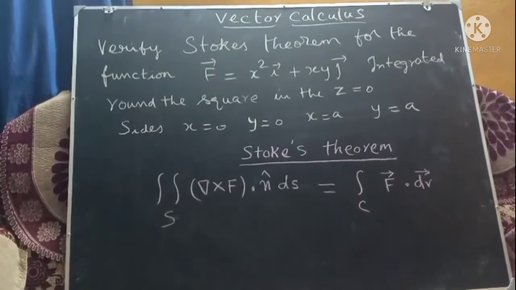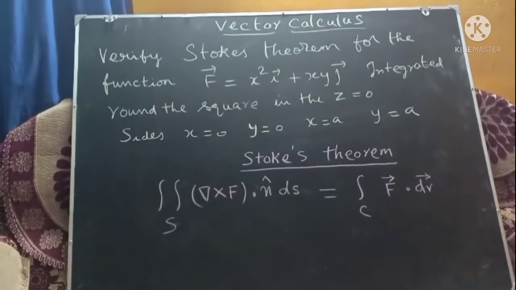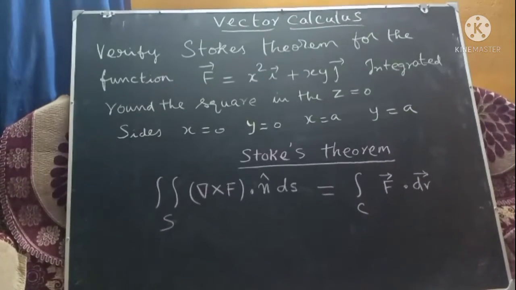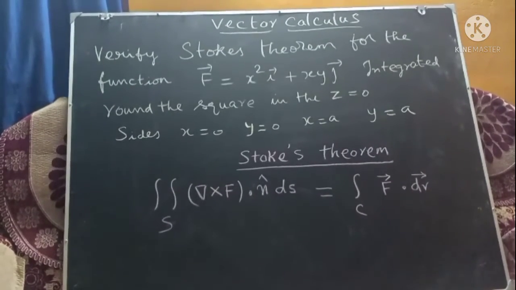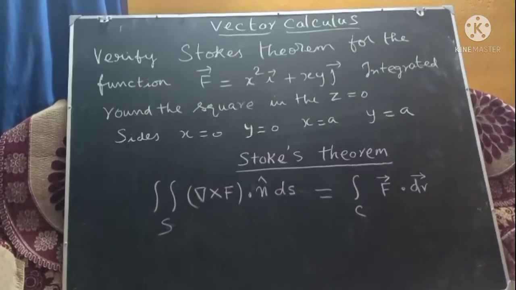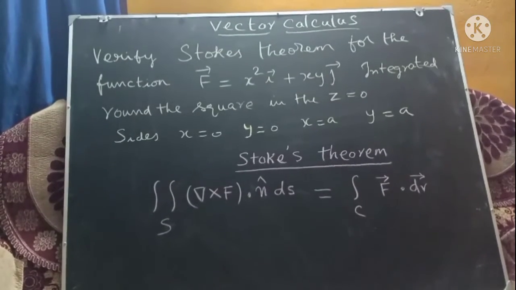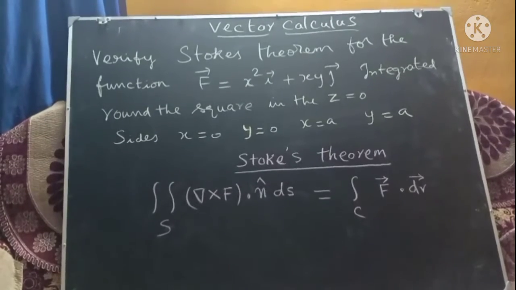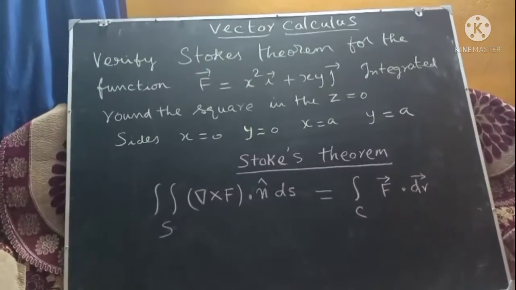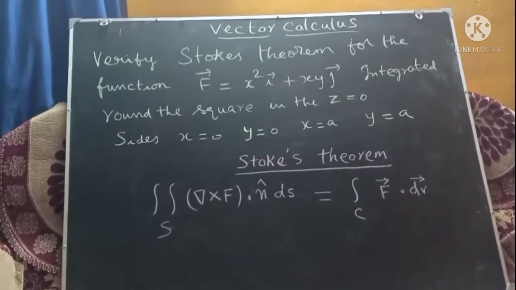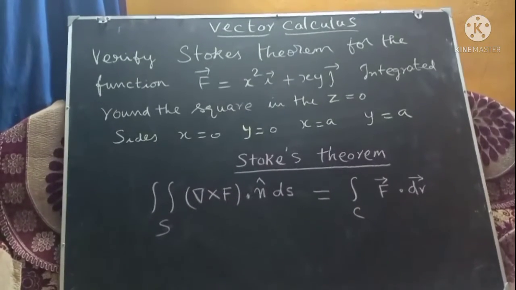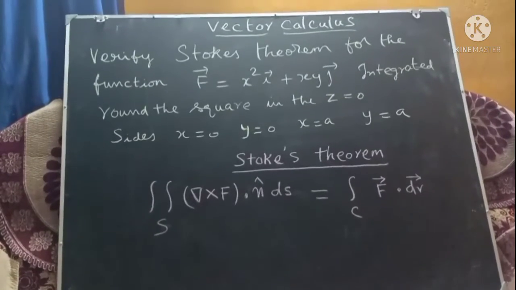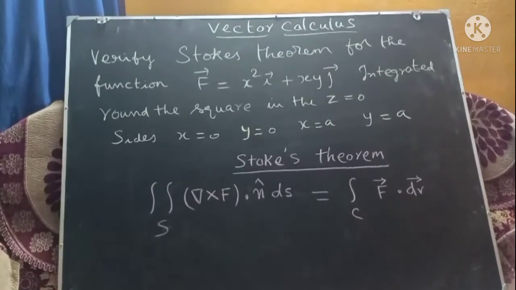Today we are going to see Stokes theorem. The surface integral of the normal component of the curl of a vector function f over an open surface S is equal to the line integral of the tangential component of f around the closed curve C bounding it. Double integral of del cross f dot n cap ds equals the integral of f dot dr. First, S means surface integral, C closed line integral.